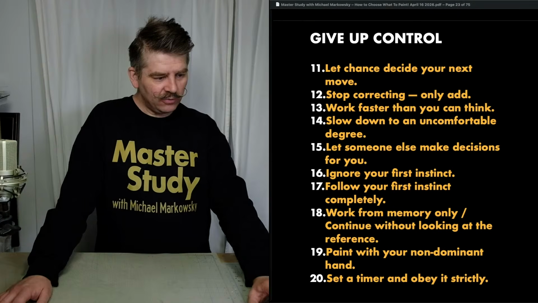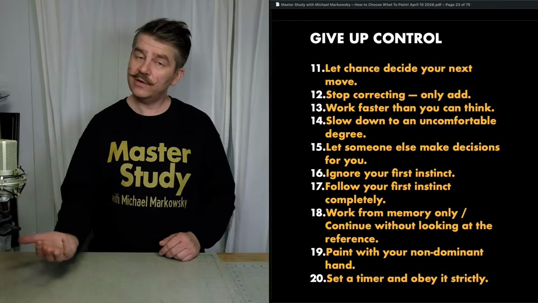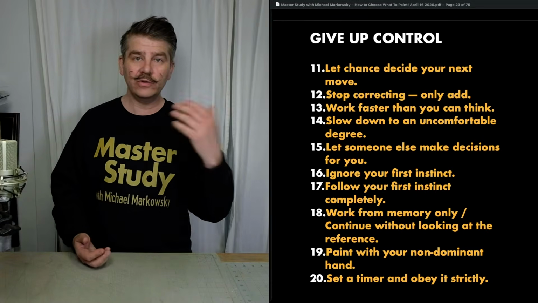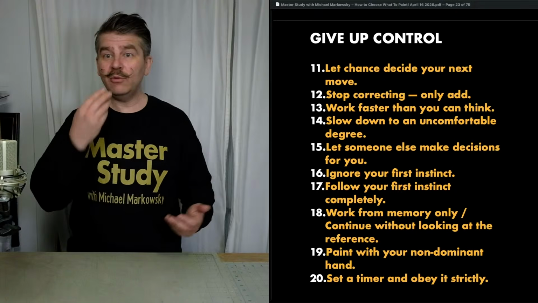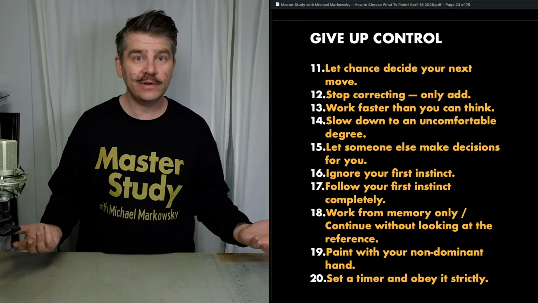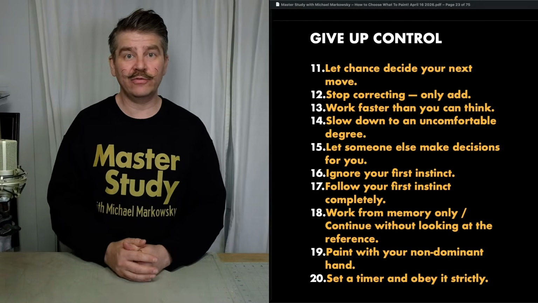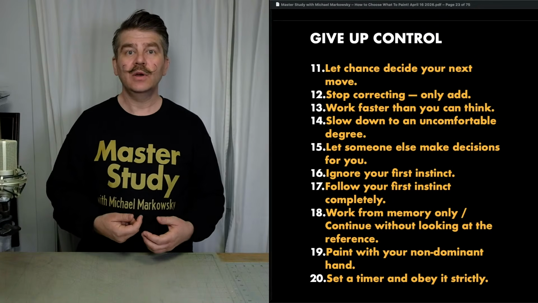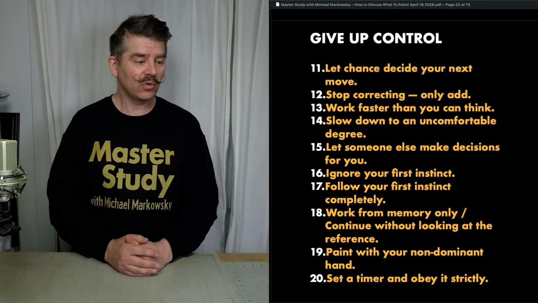Number 19 is paint with your non-dominant hand, right? So if you're left-handed, do this painting with your right hand. If you're right-handed, use your left hand. If you're ambidextrous, paint with your foot, paint with your mouth. Right? There's all sorts of people who've been in terrible accidents who actually began painting after they've lost a limb, or all of the limbs, right?